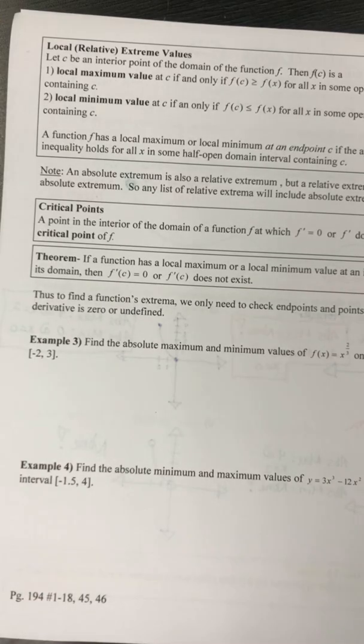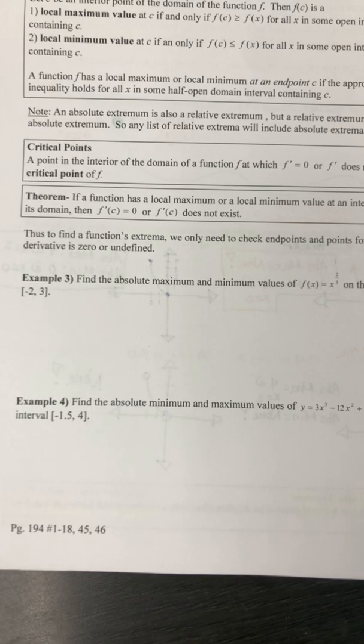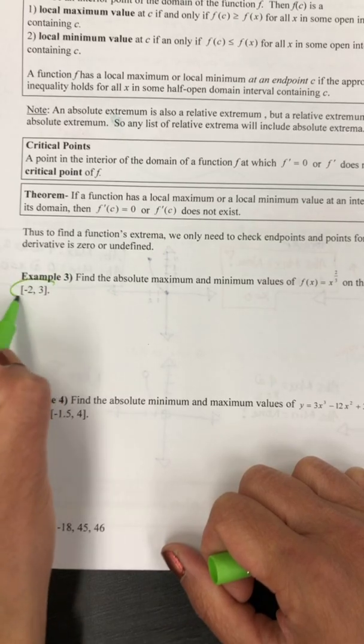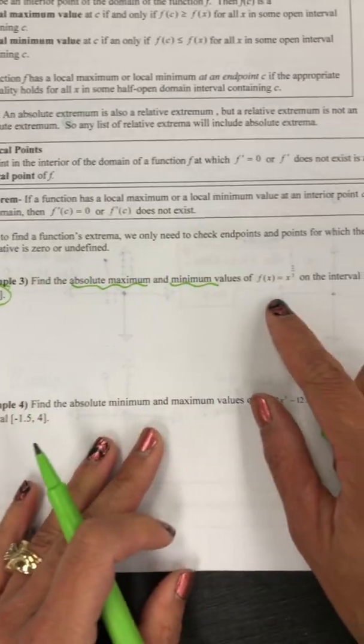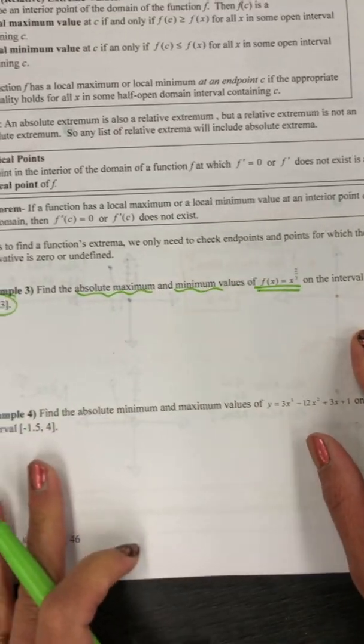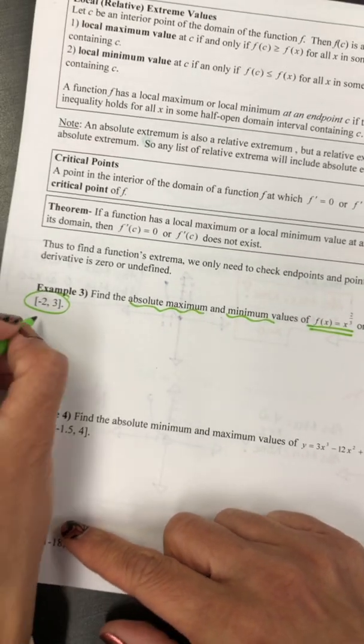Okay. So let's take a look at example 3. It says find the absolute maximum and minimum values of f of x equals x to the 2/3 on the interval -2, 3. So we definitely have a closed interval. Okay. And we're finding the absolute maximum and minimum values of this function, okay? So we need to start by looking for where those max and mins are. And we're going to do this by hand, algebraically. So we call that the candidates test.